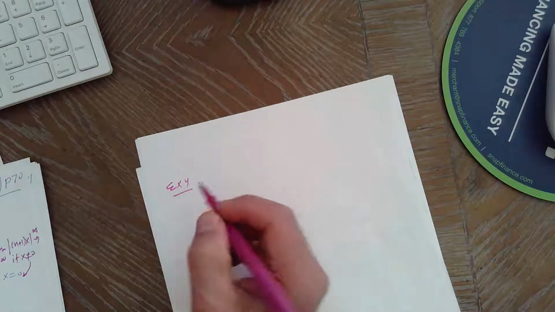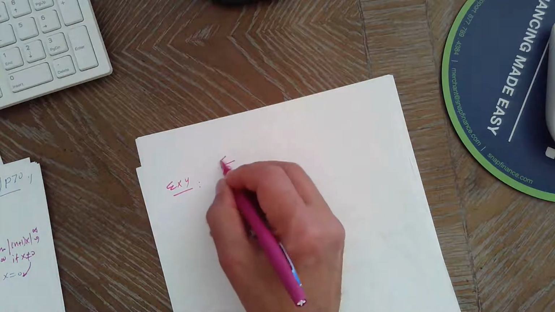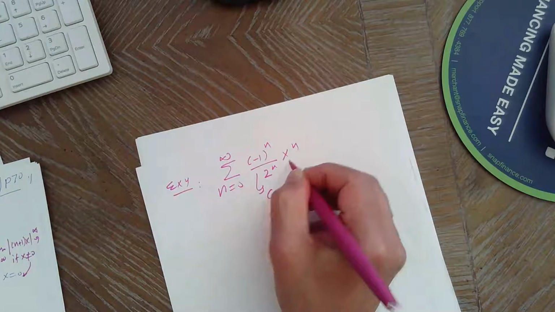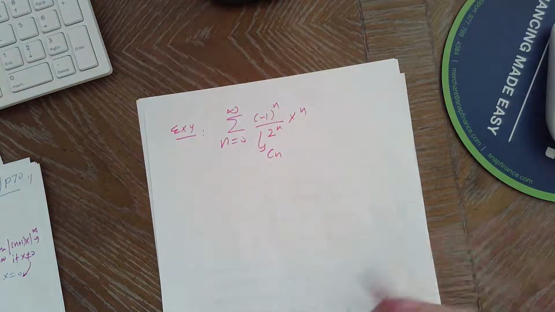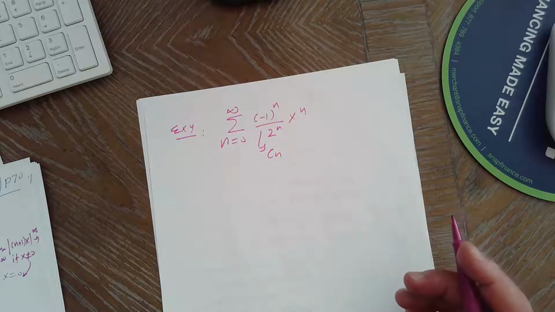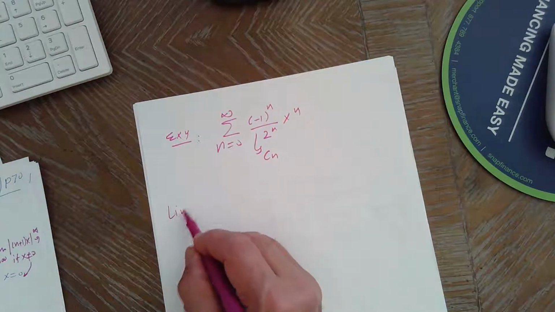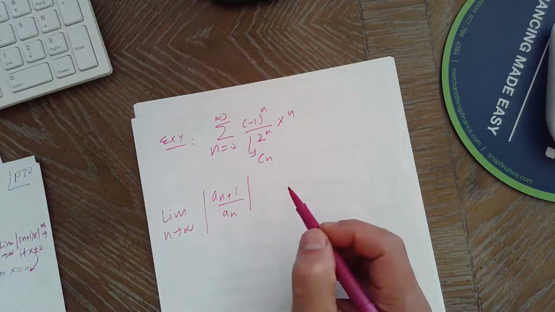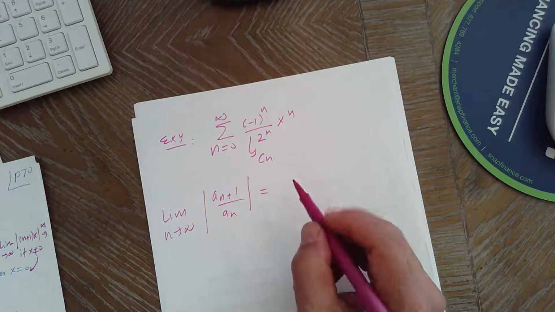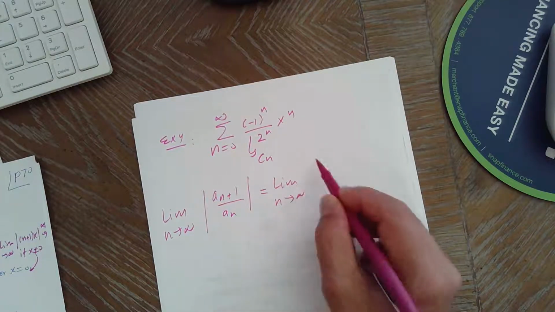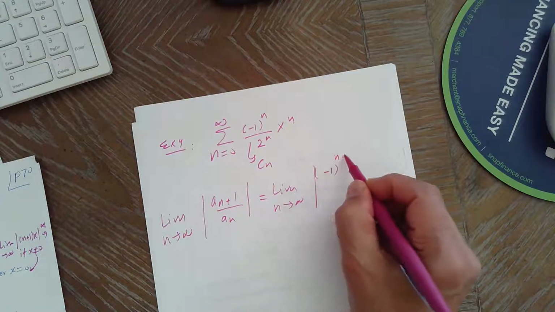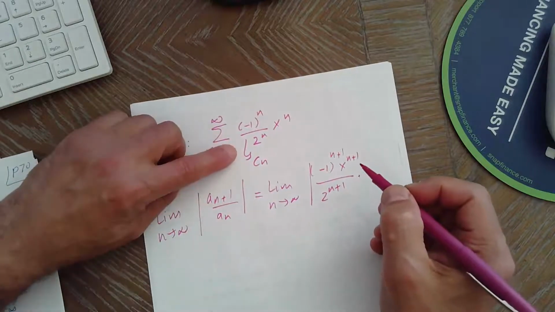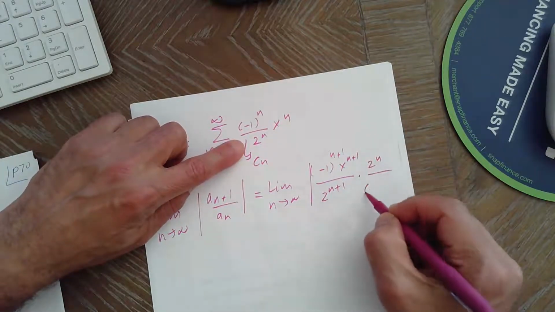Here's more examples. The sum from n equals 0 to infinity of negative 1 to the n over 2 to the n, times x to the n. Again, this is c n x to the n. Check convergence and then the radius of convergence. So using the ratio test, the limit as n goes to infinity of the absolute value of a n plus 1 over an equals the limit of negative 1 to the n plus 1, x to the n plus 1 over 2 to the n plus 1. Instead of dividing by an, we're going to multiply by the reciprocal, so we can save some work.